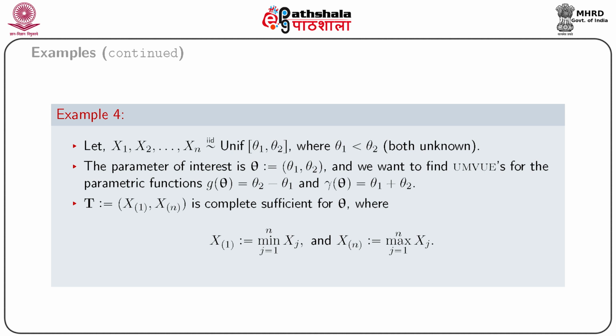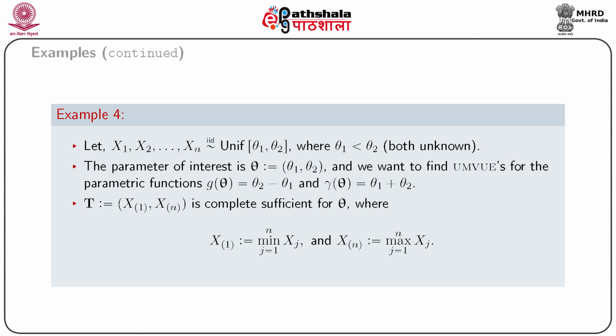Next, we consider example 4. Let X1, X2, up to Xn be a random sample of size n drawn from a rectangular population with parameters theta1 and theta2, where 0 is less than theta1 less than theta2 less than infinity, and theta1 and theta2 are both unknown. Suppose we want to find the UMVUEs of theta2 minus theta1 and theta2 plus theta1. Let us write theta equals (theta1, theta2).